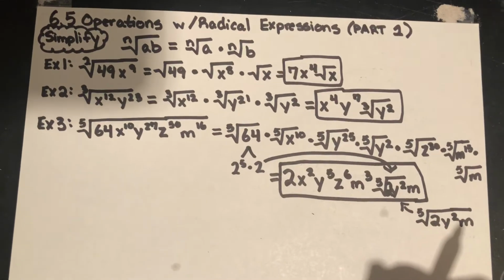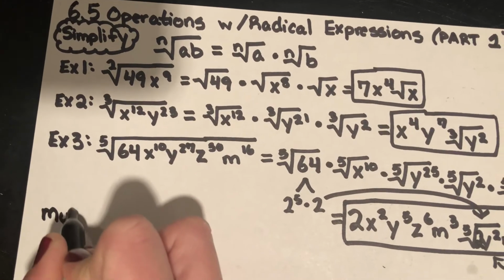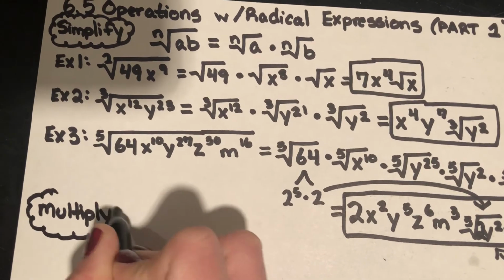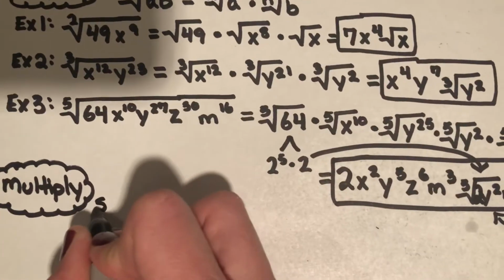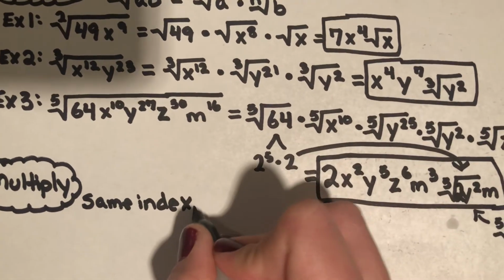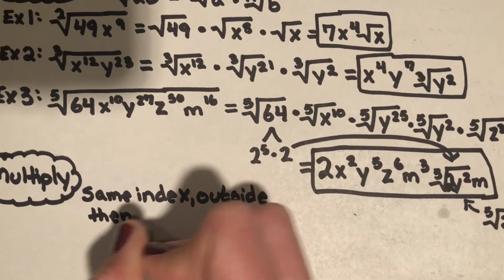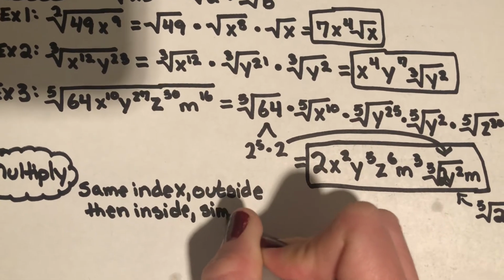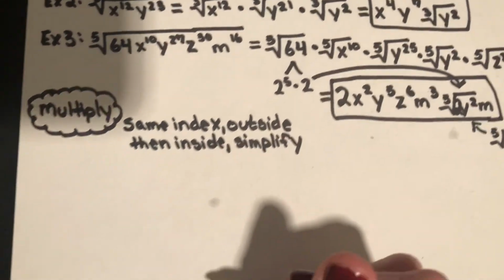So our next step here is going to be multiplying. Let's go to multiply. All right. Well, when we multiply, the thing you want to remember is same index, outside, then inside, and finally, simplify.